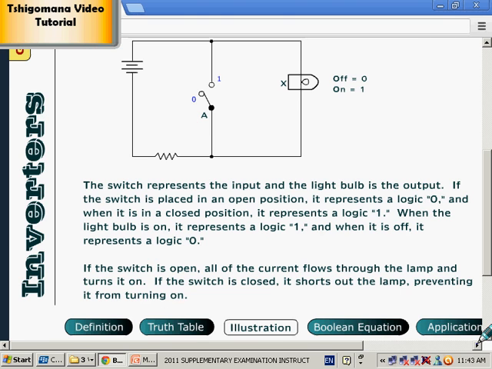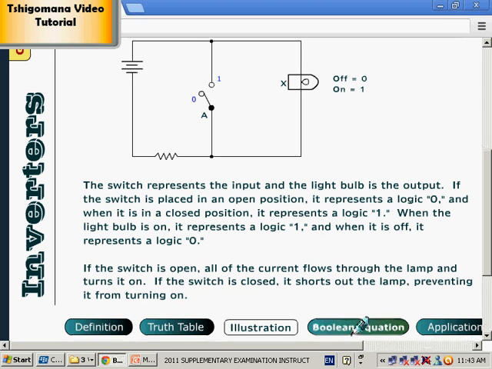Now, if the switch is open, all of the current flows through the lamp and turns it on. Can you see? This is a little bit funny. If the switch is closed, it shuts out the lamp, preventing it from turning on.